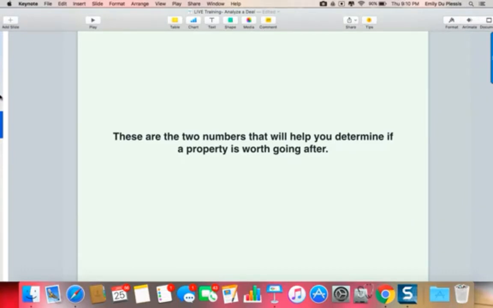It may get more complex if you start to look at bigger deals, but when you're looking at those initial single family properties, townhouses, condos, even just a duplex, the process is going to be similar. So these are the two numbers that are going to help determine.